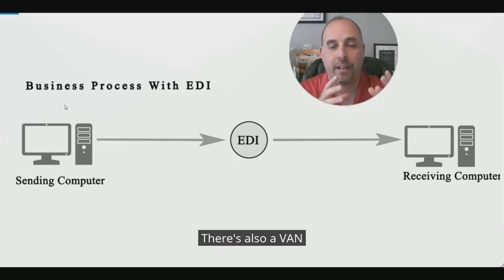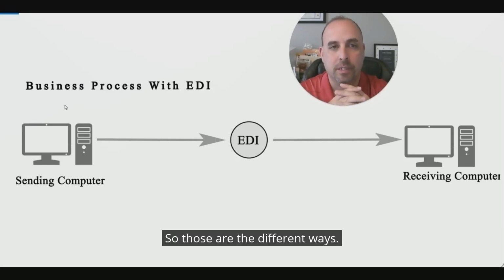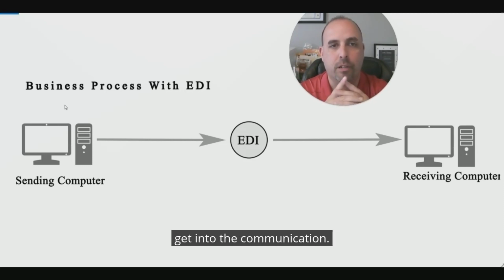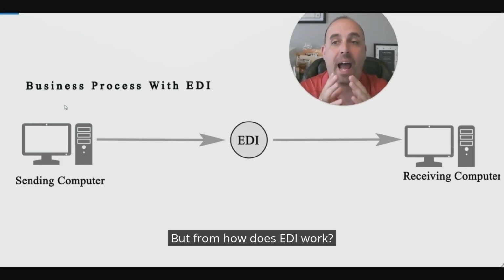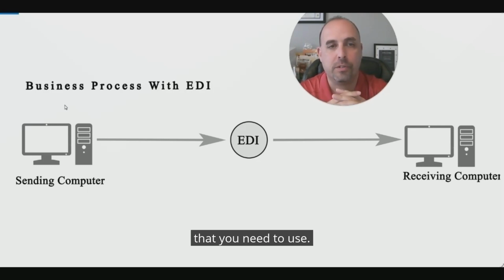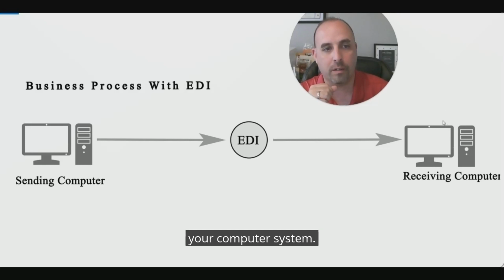There's also a VAN. A VAN is, think of that as an EDI mailbox. So those are the different ways, and we'll get into that in other videos, of how to get into the communication. But from a how does EDI work standpoint, Amazon will give you the communication that you need to use. You're then going to set up that information in your computer system. So you're the receiving computer.